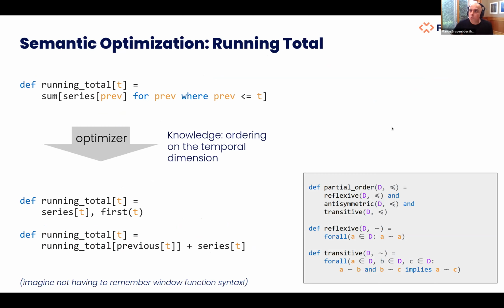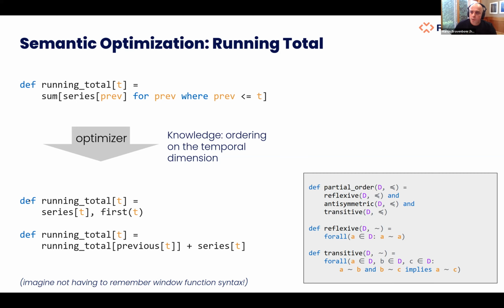Now this is another example, for a running total. You have probably seen that in SQL as well. A naive way to do a running total is to sum up all the previous values. This is not good because it is quadratic, right? You keep summing up all the previous data. Now, our optimizer, given knowledge about the ordering of the temporal dimension, can actually turn that into a window function, essentially. To us, these are just recursive computations.